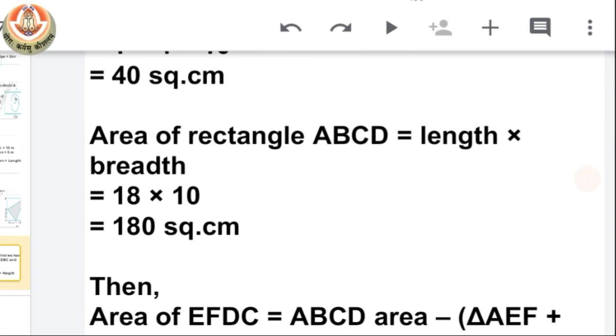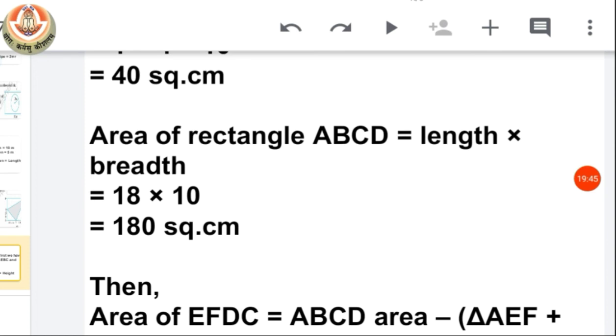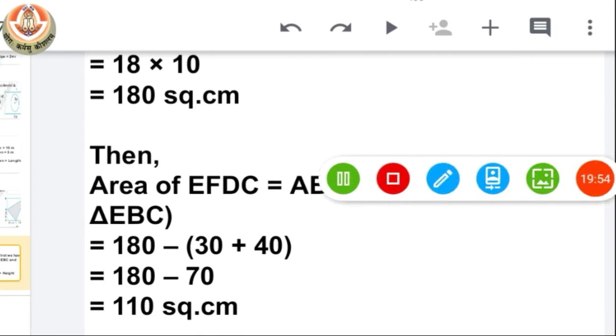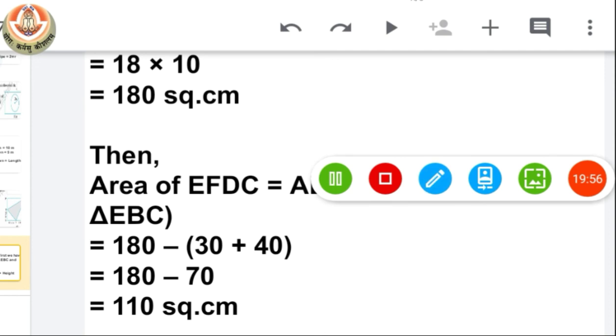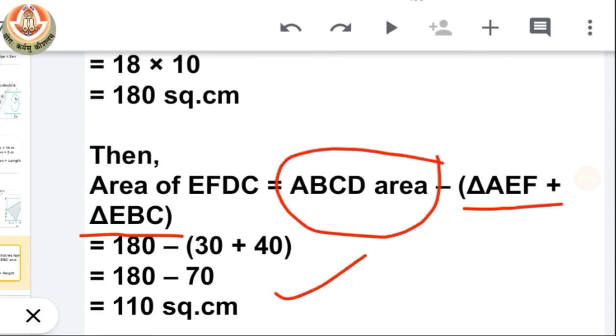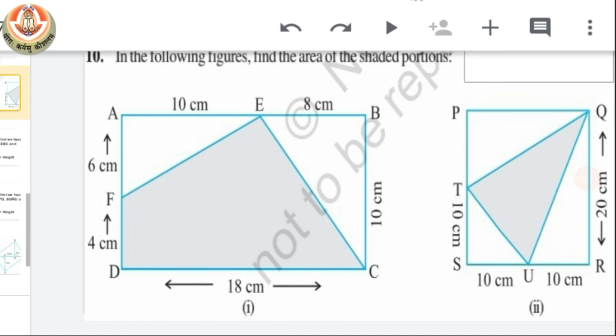Now we have to find the area of rectangle ABCD. We all know that the length is 18 and the breadth is 10. So the answer is 180 centimeter square. Then we have to find the area of the shaded portion by subtracting the sum of the areas of both the triangles from the area of the rectangle. So our answer is 110 centimeter square. In the same way you have to do the second part also.